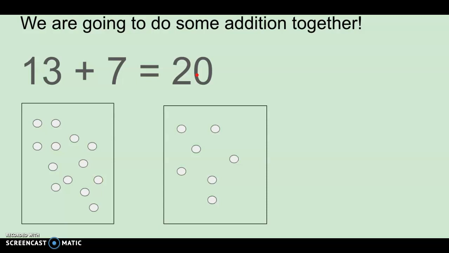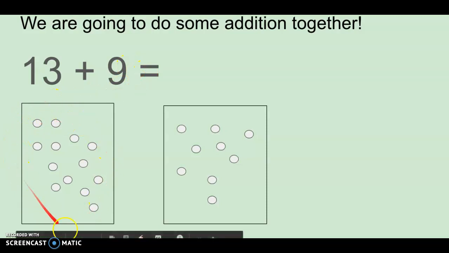All right, let's try one more. Our next equation is 13 plus 9 equals. So again, let's count all the dots in the first box. Ready? 1, 2, 3, 4, 5, 6, 7, 8, 9, 10, 11, 12, 13. These 13 dots equal to the number 13.